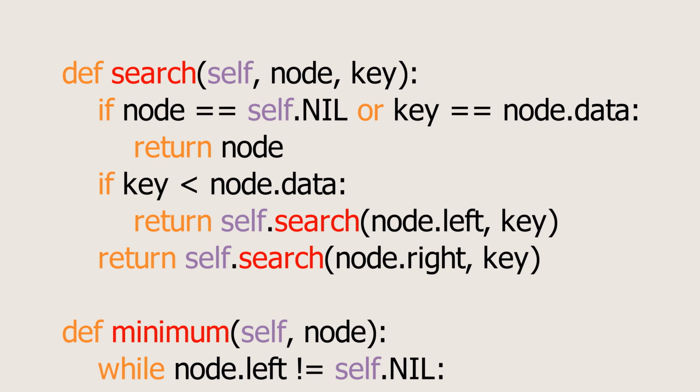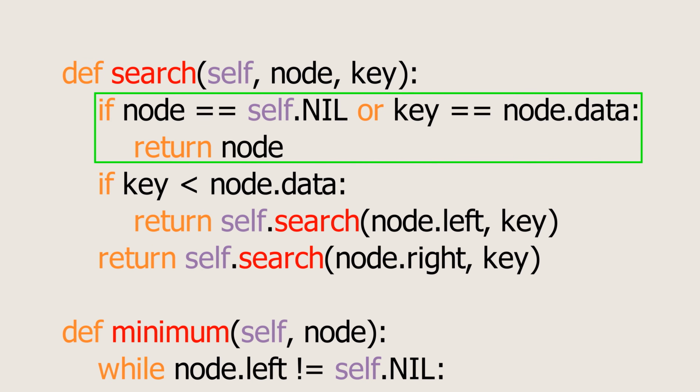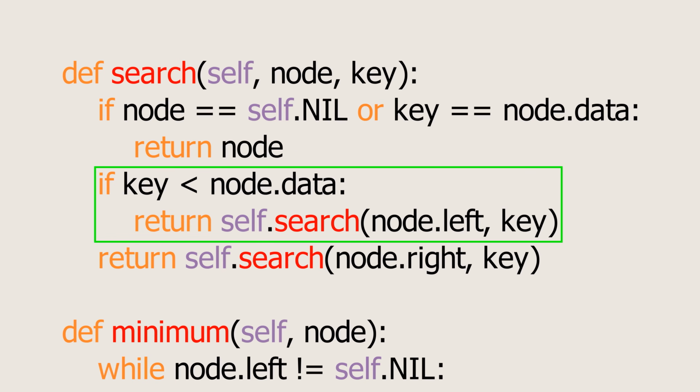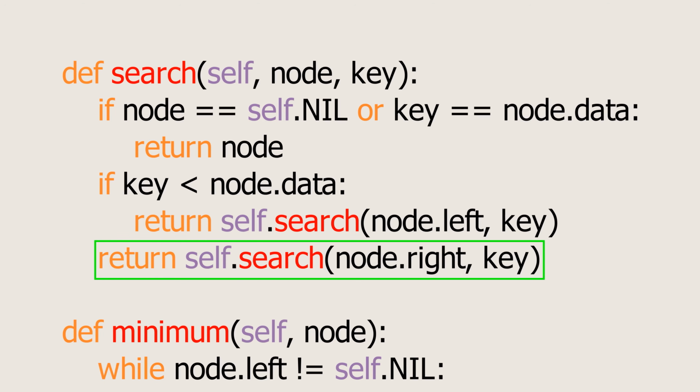The first one is the search function, which is used to find a specific element in the red-black tree. This function works recursively. It takes two parameters, the current node and the key we are searching for. If the current node is nil, or its data matches the key, we return that node. If the key is smaller than the current node's data, we move to the left child. Otherwise, we move to the right child. This process repeats until we find the node or reach a nil node.